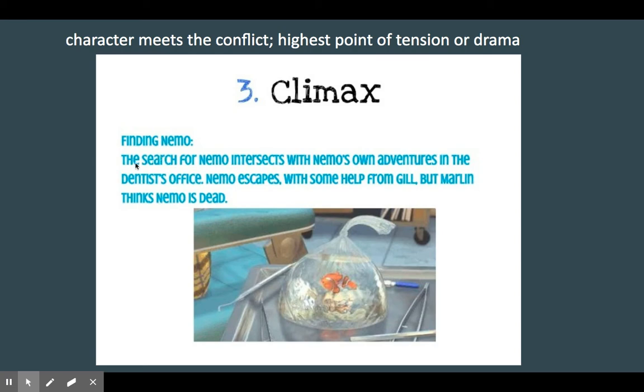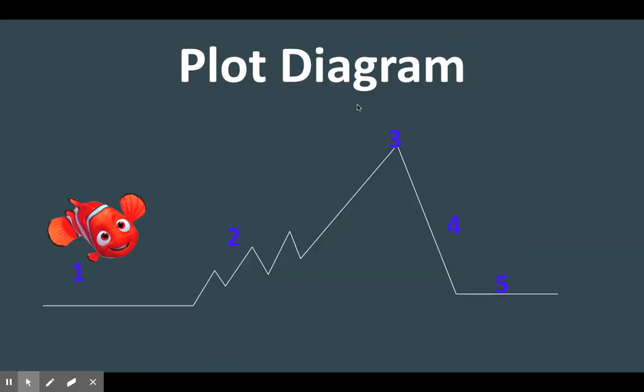So in Nemo, the search for Nemo intersects with his own adventures in the dentist's office. Nemo escapes with some help from Gill, but Marlin thinks Nemo is dead. So we have Marlin's narrative or story intertwining with Nemo's, but then Nemo also finally escapes, right? That's like what he's trying to do the whole time. He's trying to, the whole movie, go back to the ocean since he's been captured, right? That's what he's trying to do, and that's when it happens. So again, the climax of the story is here because that's where tension is building like a roller coaster. When you get here, it has to drop off, right?